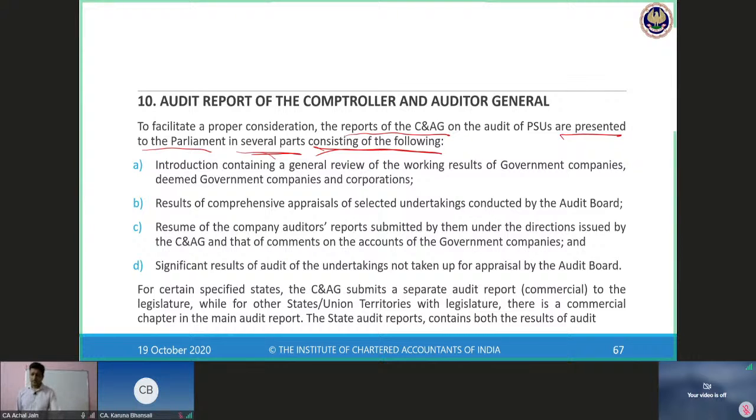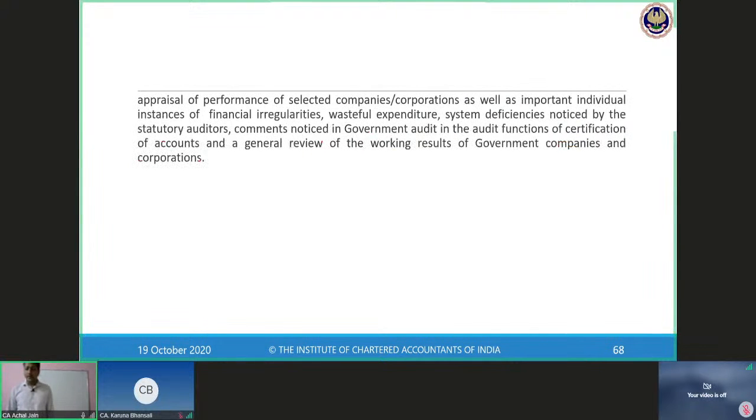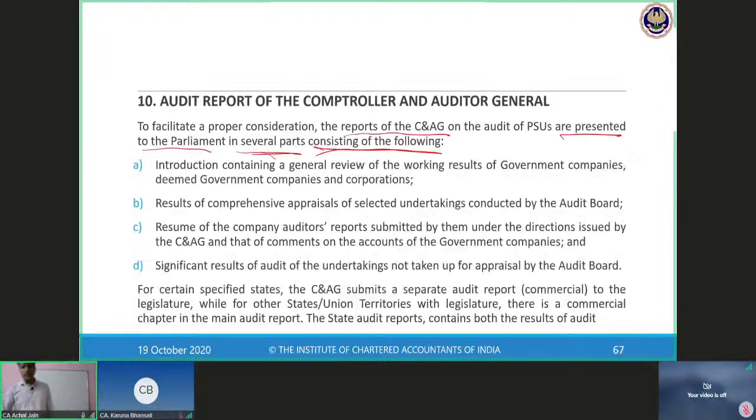For certain specified states, the CAG submits a separate audit report, commercial, to the legislature, while for other states or union territories with legislature, there is a commercial chapter in the main audit report. The state audit reports contain both results of audit appraisal of performance of selected companies or corporations, as well as important individual instances of financial irregularities, wasteful expenditure, system deficiencies, if any noticed by the statutory auditors, comments noticed in government audit in the audit functions of certification of accounts, and a general review of working results of government companies and corporations. So you can now see that all of these reports are eventually required to be reviewed by the government, or we can say the Parliament.